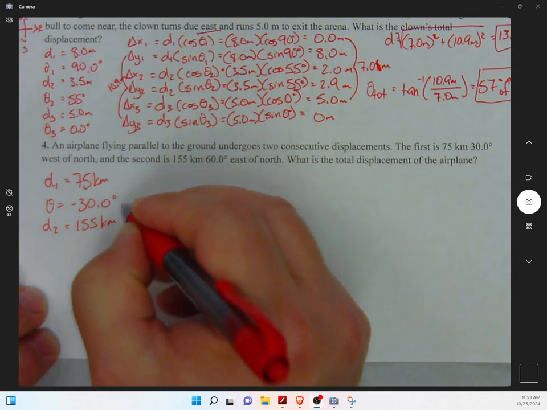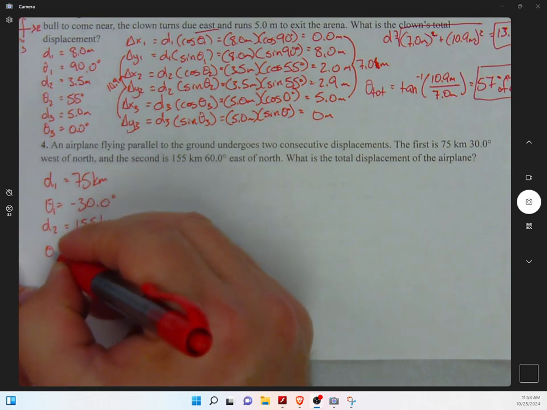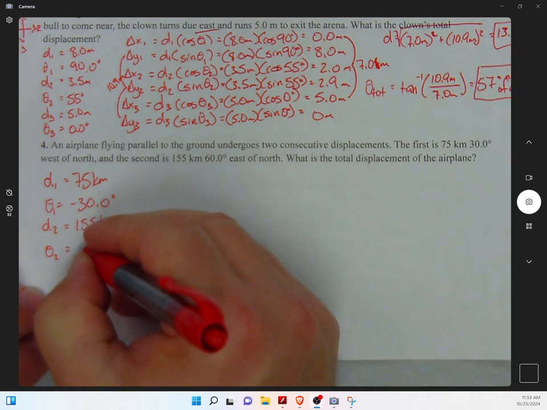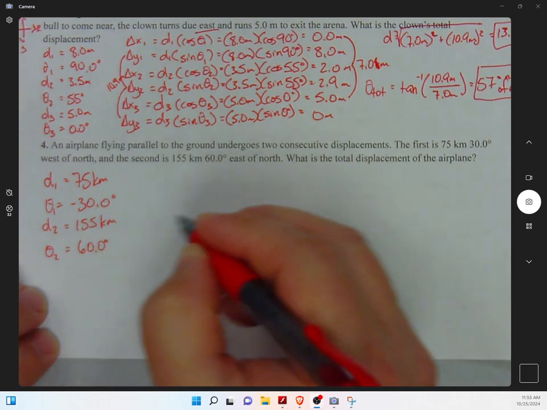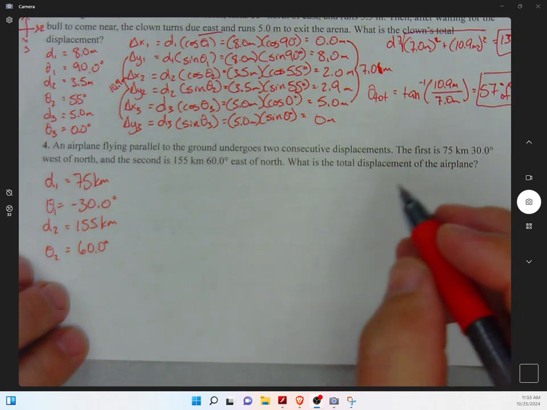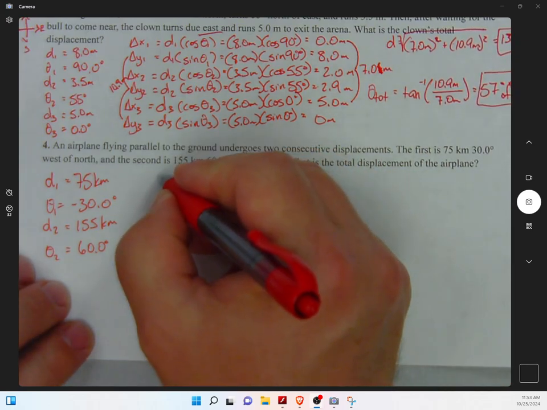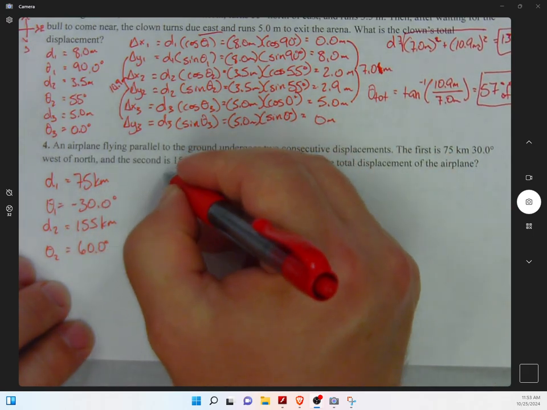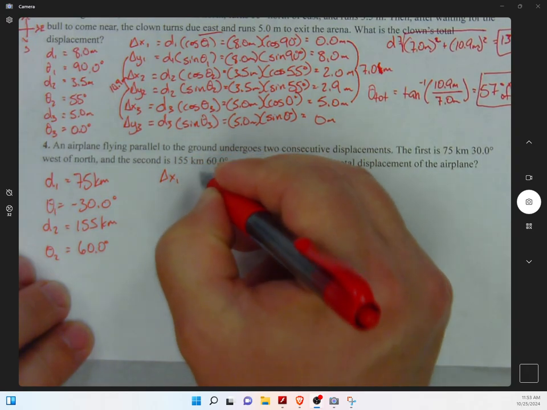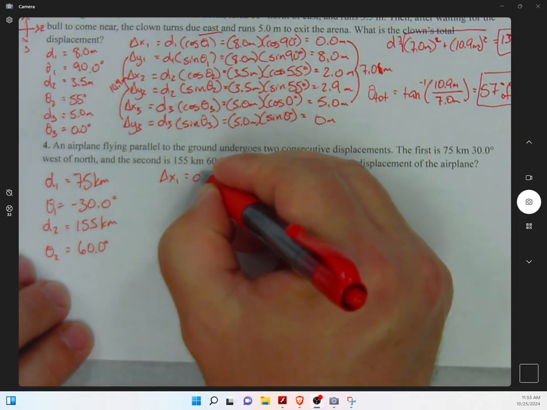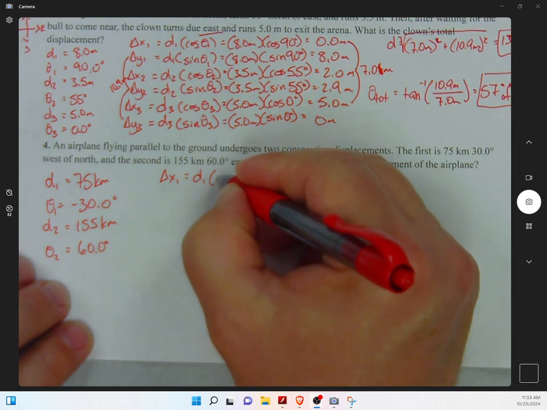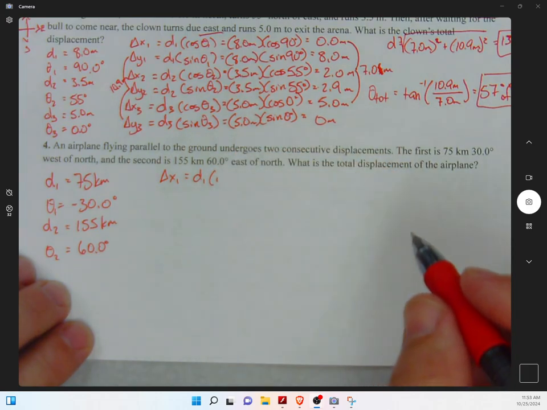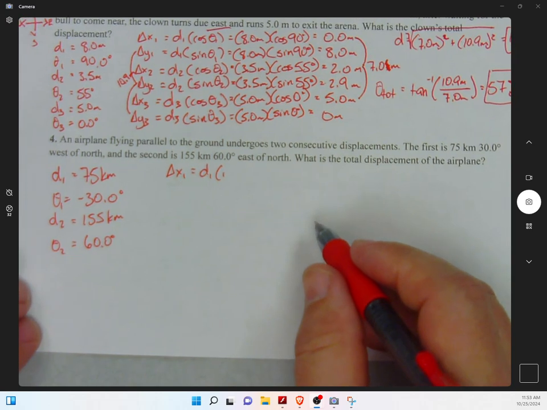155 kilometers for my second displacement. And my second theta is just a normal, it's east of north, so that'd be a regular positive value. So let's break down these two movements, these two displacements, into their components. So the x component of the first displacement is going to be, show this real quick. How do we do this?